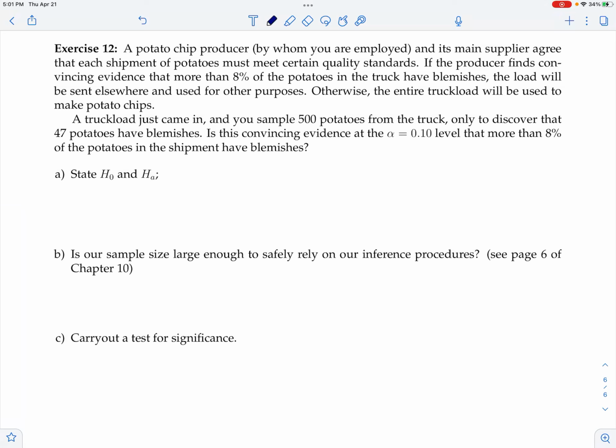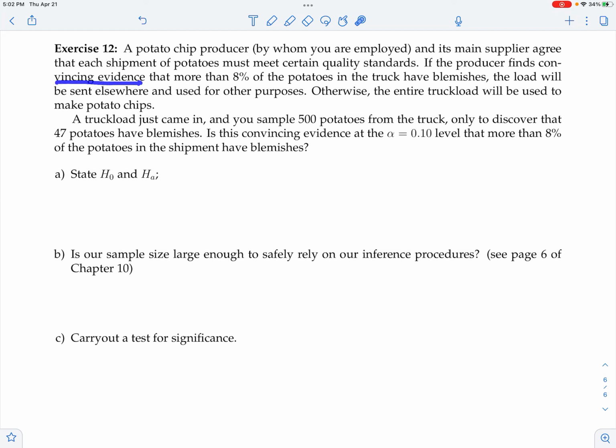All right, I trust you've read exercise 12 yourself. Basically, if more than 8% of the potatoes in the truck have blemishes, we're going to send the load somewhere else. Otherwise, we're going to use them to make chips. And when we say convincing evidence, we mean statistically significant evidence.